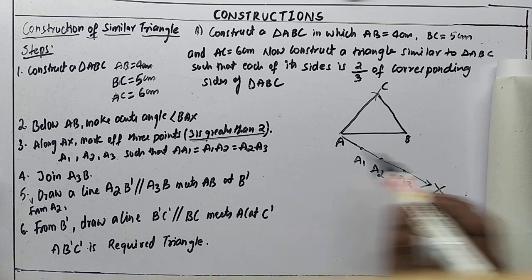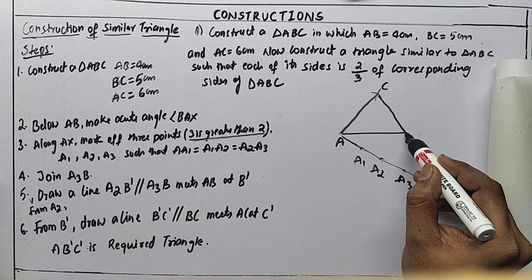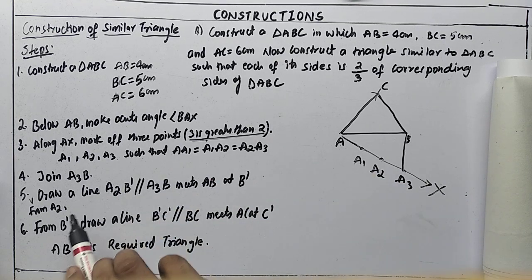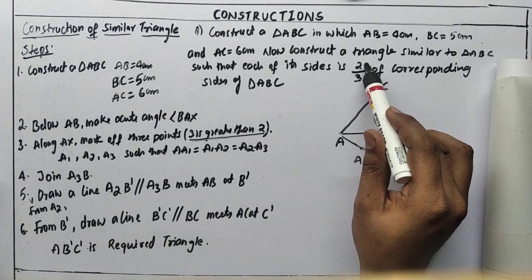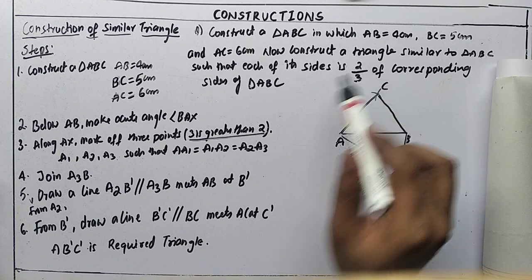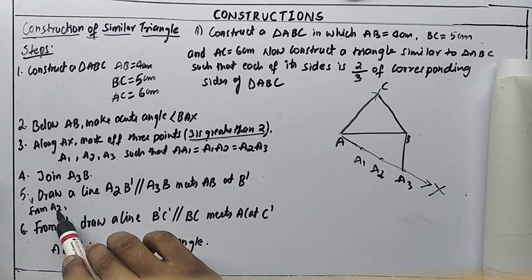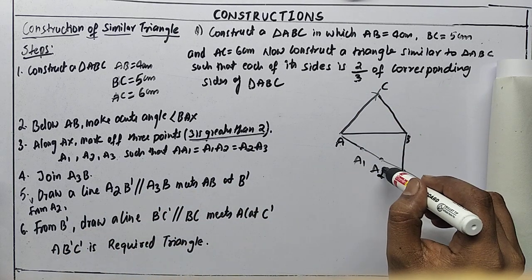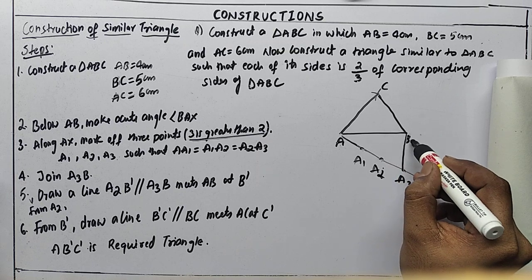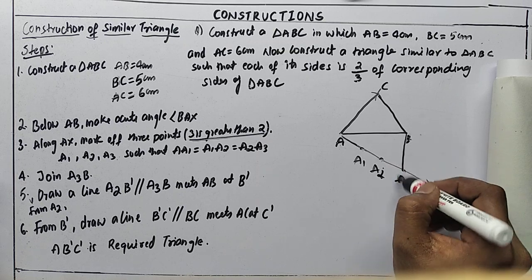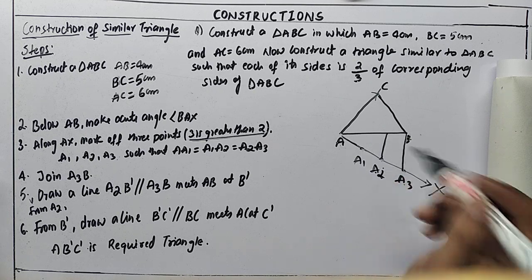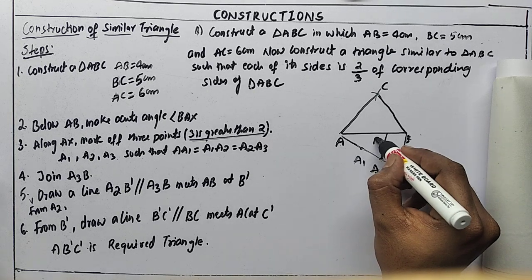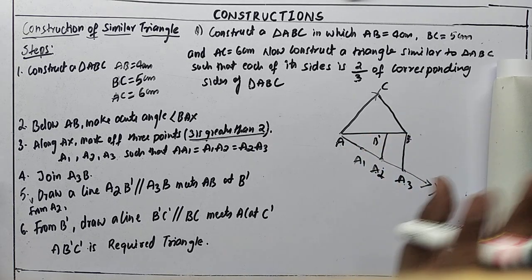Next, join A3 to B. Now from A2, the second point, because in the numerator we have 2, draw a line A2 to B dash which is parallel to BA3. How to draw a parallel line, you already know. So this is B dash. I will show all these things in the practical, don't worry.